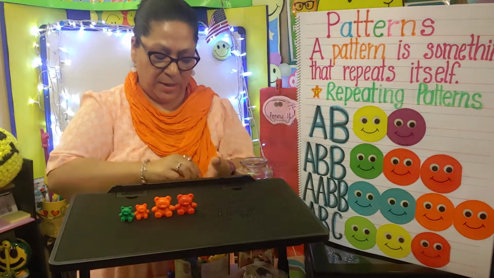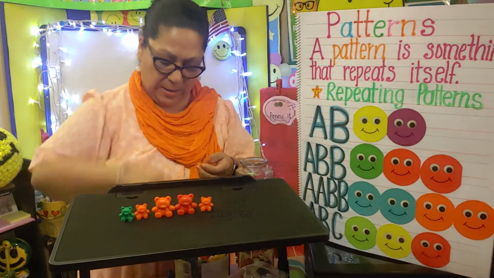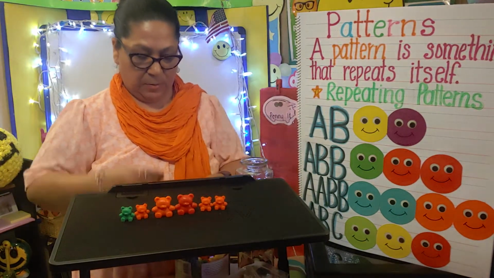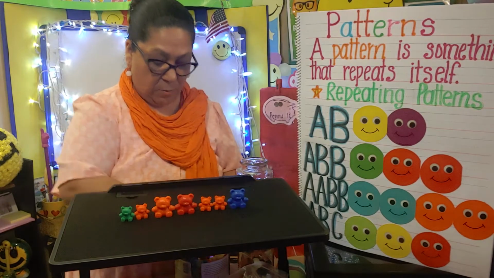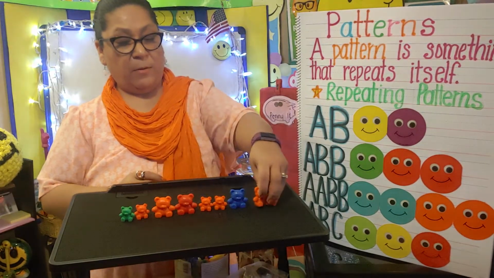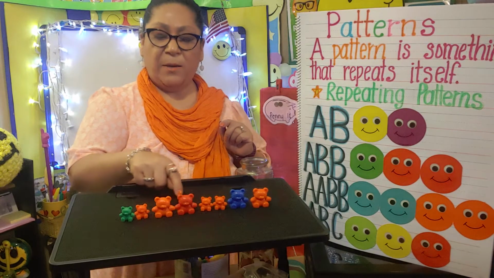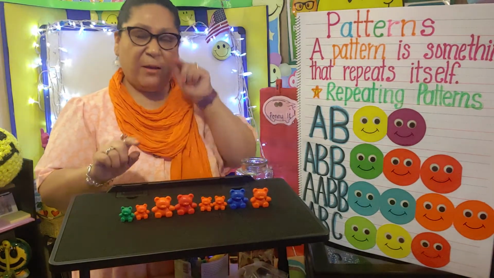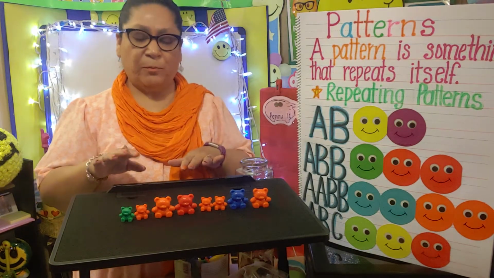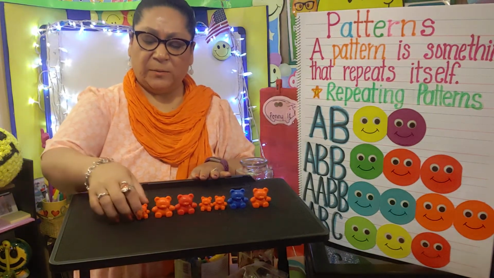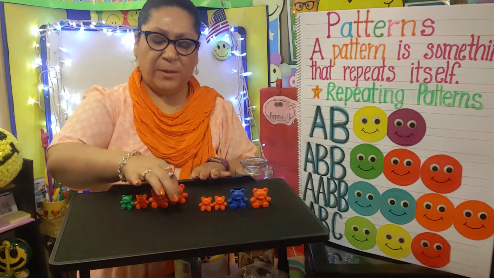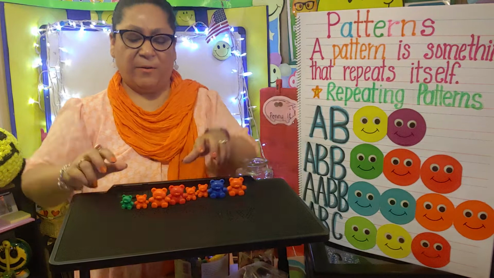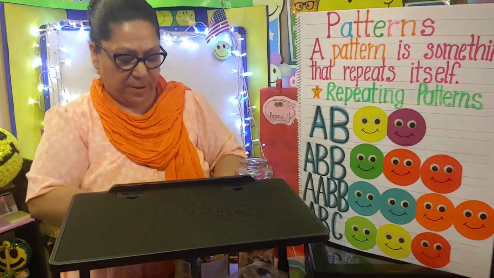A, B. Look at A. Oh, B. Oh, there goes a bear. So we say A, B, B, A, B, B. This time we're not going by colors. We're not saying yellow, red, blue. We're just saying small, little, big, big, little, big, big. And that's a different pattern. There's a B, B pattern.